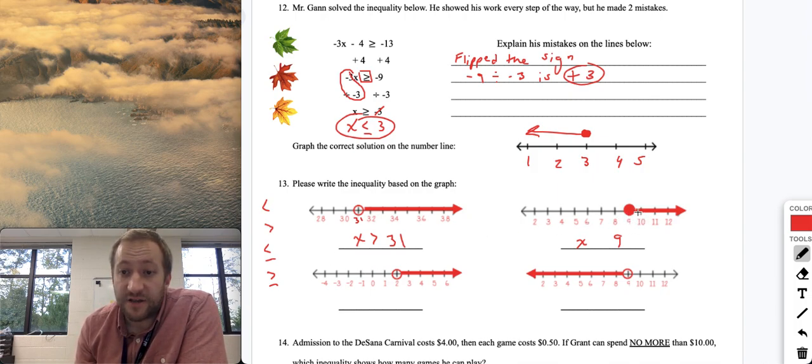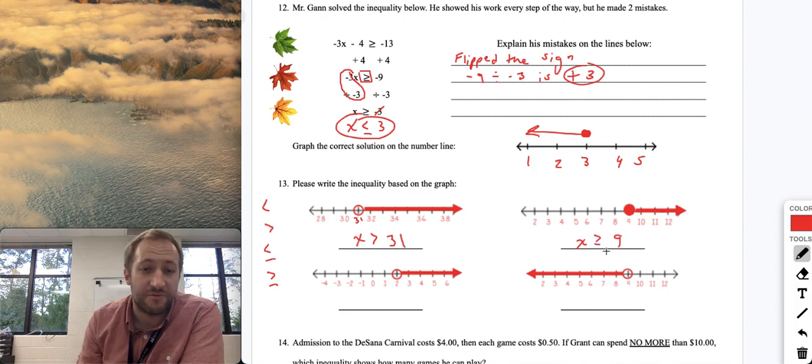Let's see. The arrow is going this way, so x is all the numbers that are greater than 9. So greater than 9, and my closed circle means an equal to underneath. X is greater than or equal to 9.